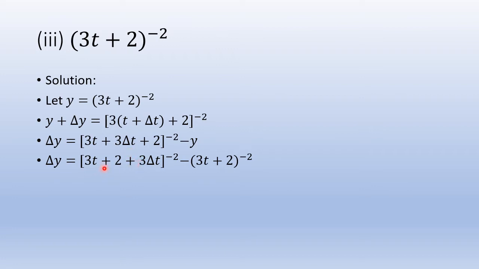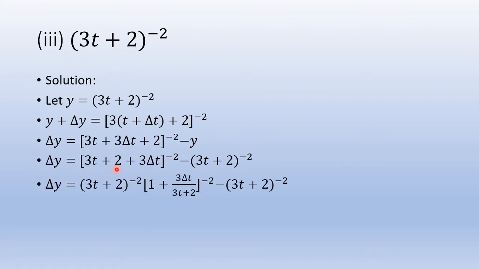Now we are going to apply binomial. We are going to take this 3t plus 2 common because the power is negative. So we have to use the formula of (1 + x)^n. For that we have to take this 3t plus 2 common. So when we take this common, it will take its power minus 2 with itself, and inside the bracket we will have 1 plus 3 del t by 3t plus 2, and the power is minus 2.